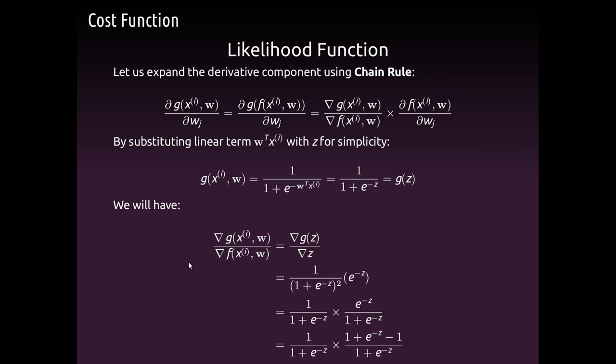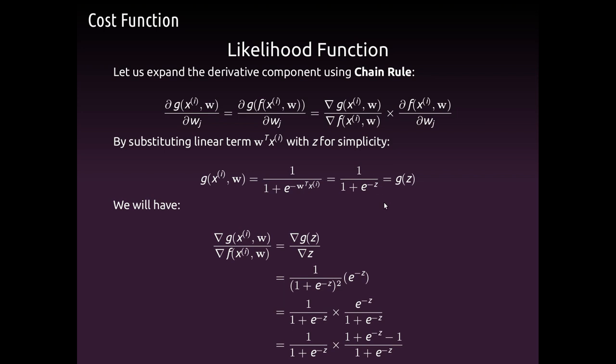Now if you want to compute the derivative of g of x super i and w with respect to f of x super i and w, we simplify it as the differentiation of g of z with respect to z. When you differentiate g of z here, you will end up with 1 divided by this value, so 1 divided by 1 plus e to the power of minus z, all squared, because it is multiplied 2 times. You will divide the function by this value.